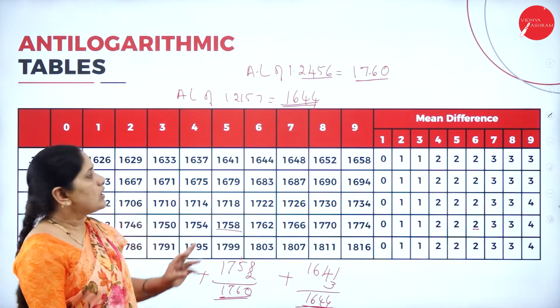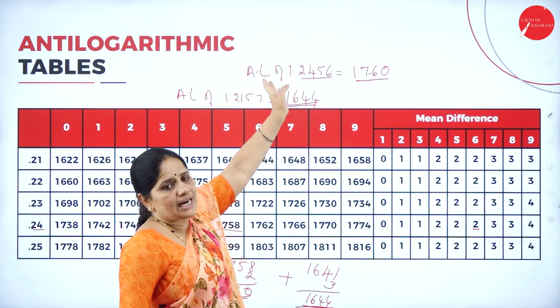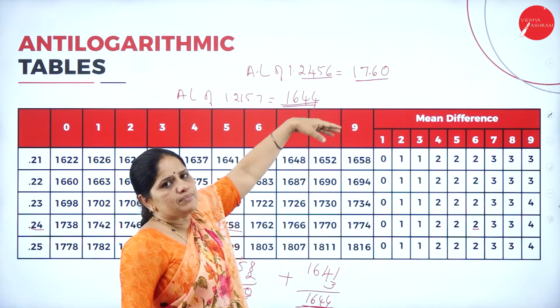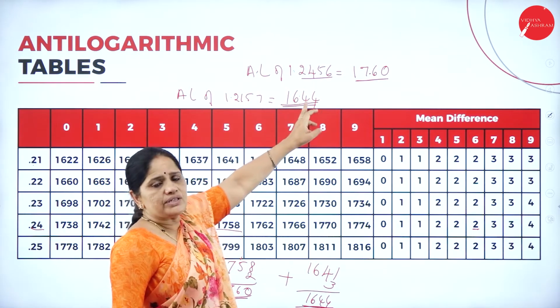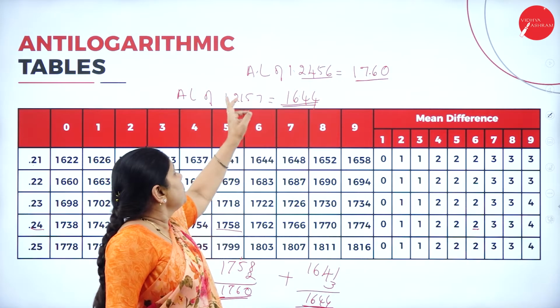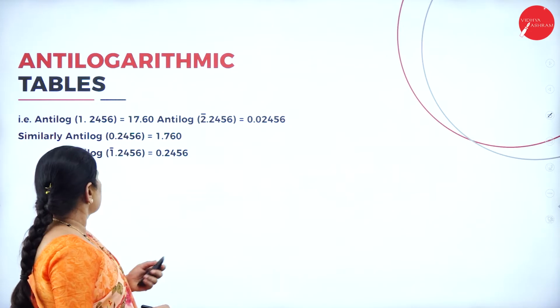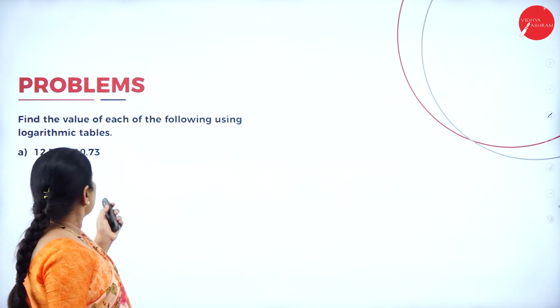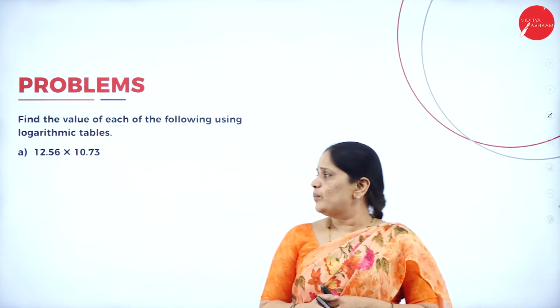Given anti-log, we will have to read the table from the decimal point. To the right hand side, what are the numbers? Only those values we have to see, and then we have to insert the decimal point depending on the number in the characteristic. Now, next. I have already explained this. Now, let us work out a few problems on these log values.